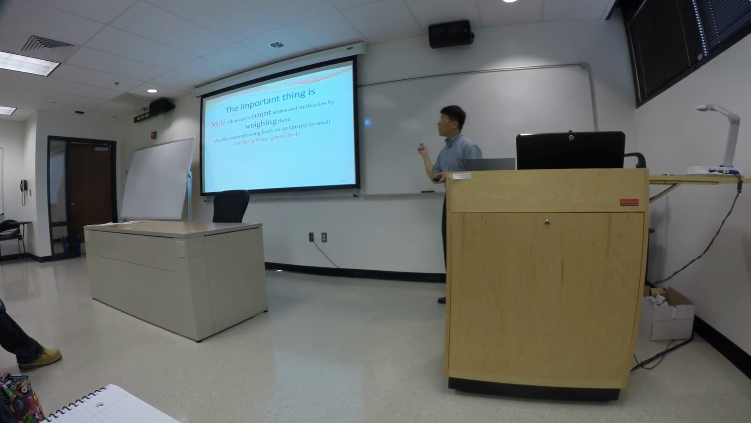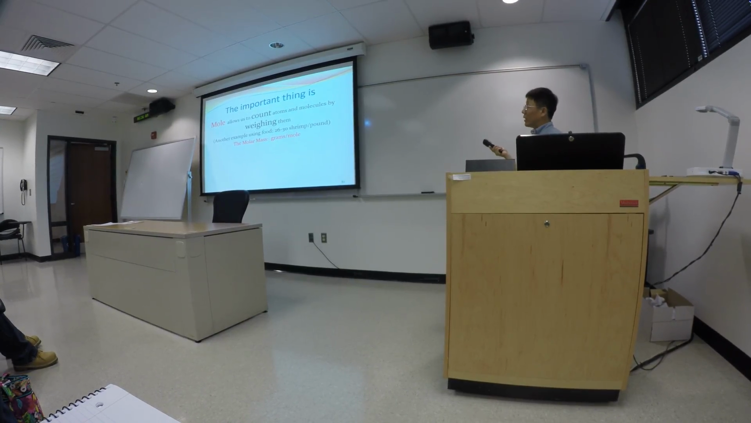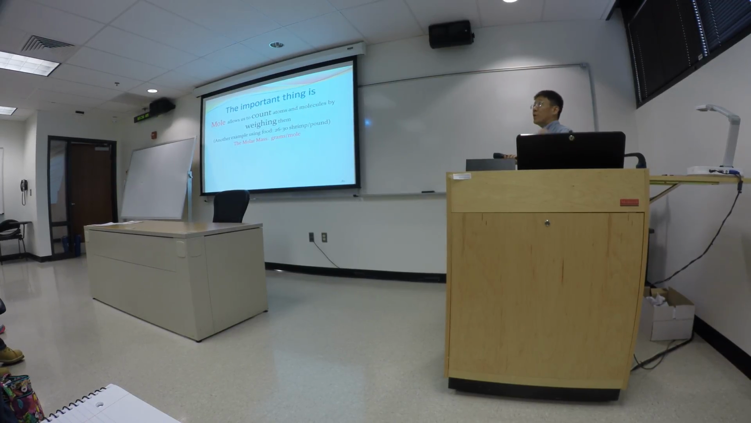So the important thing here is that the mole allows us to count atoms and molecules by weighing them. We can simply measure them out. Given the periodic table, we know for 1 mole of any atom how many grams it weighs. So using the concept of the mole, we can measure out mass instead of counting.